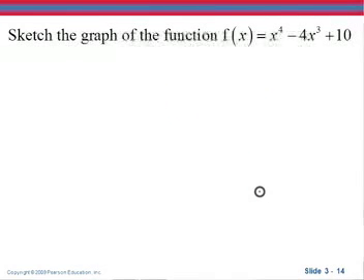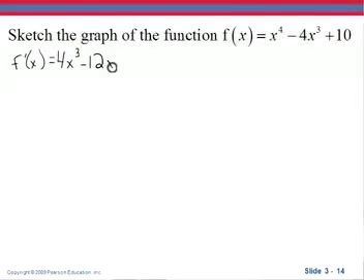Now we want to sketch the graph of the function f of x equals x to the fourth minus 4x cubed plus 10. Now the first things we want to think about are the first and second derivatives. That will tell us where our graph is increasing, where it's decreasing, where it's concave up, and where it's concave down. So if we start with the first derivative, the derivative of x to the fourth is 4x cubed. The derivative of negative 4x cubed would be 3 times 4 is 12, x to the second. And the derivative of 10 is 0.